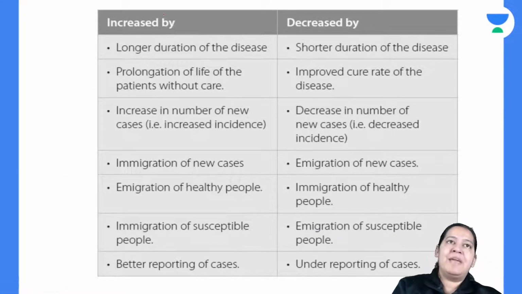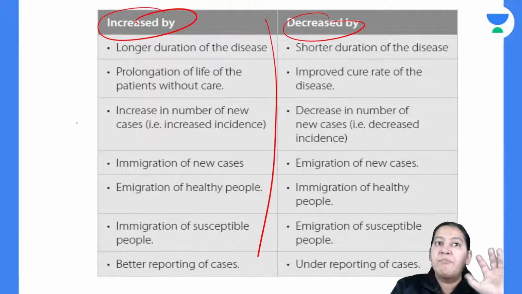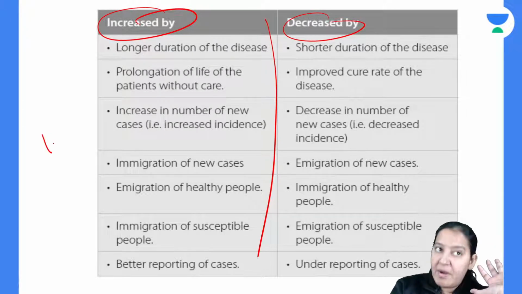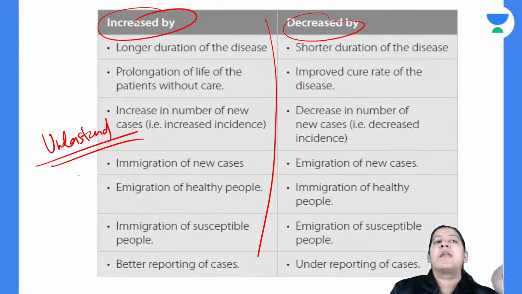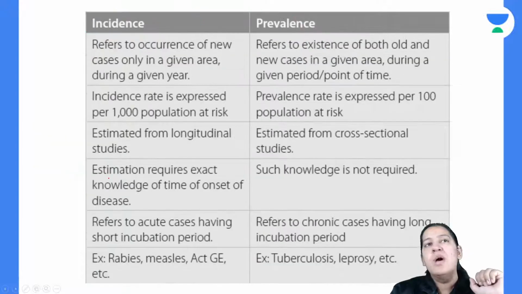So prevalence can be increased by these, and decreased by those. Instead of mugging up, understand the concept. So you can apply it in your MCQ. Apply the concept in your MCQ instead of mugging up.